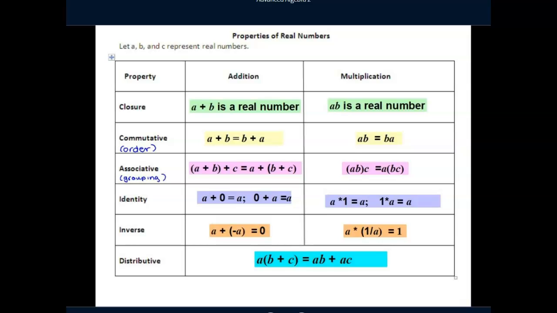Okay, we have properties of real numbers. The properties of real numbers are properties that tell us we can add and subtract in certain orders. So the first property is closure. Closure says that if you add 2 real numbers together, you get a real number. It also says if you multiply 2 real numbers together, you maintain a real number.